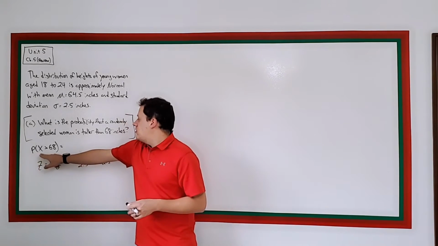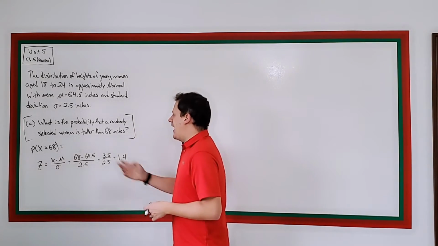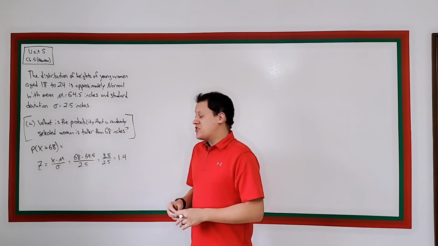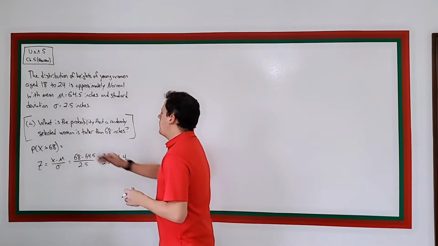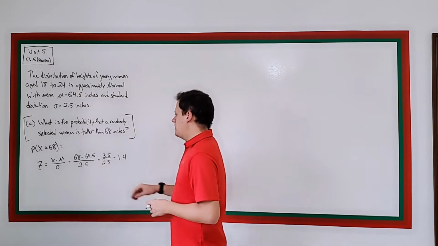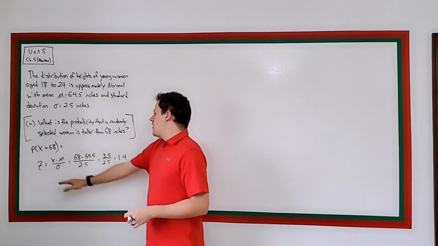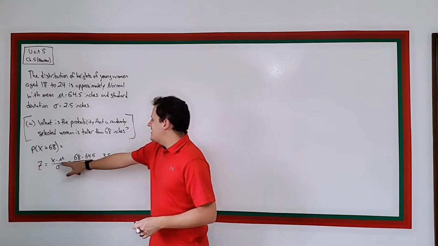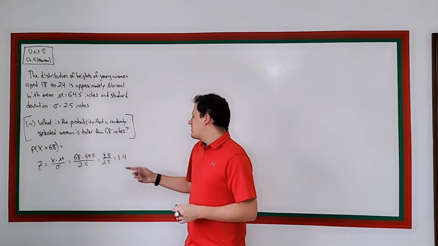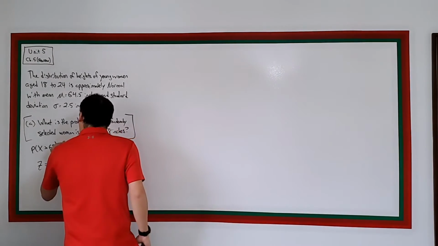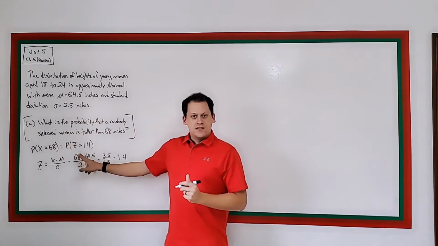So you're looking for the probability that the random variable is greater than 68. I didn't define the random variable. I probably should have. X is the height of a random young woman. So we want the probability that that is greater than 68 to answer this question. But we can't answer this until we standardize and find the z-score. So we use the z-score formula. We plug in 68 for x. The mean is 64.5. The standard deviation is 2.5. And that gives us 1.4. So what we want here, this means the same thing.